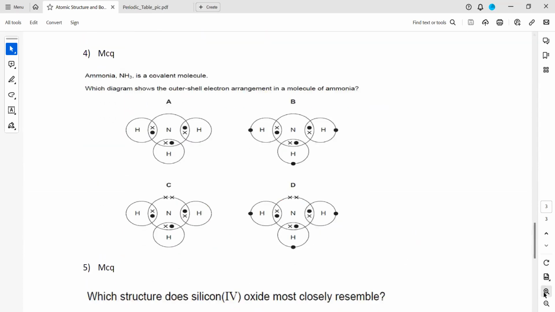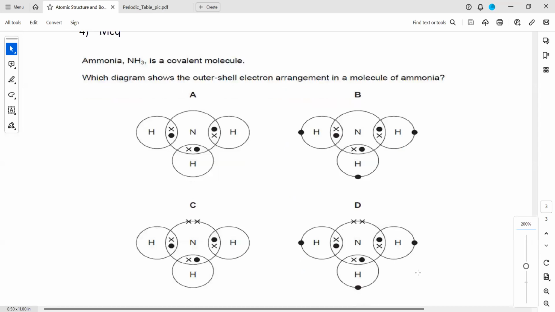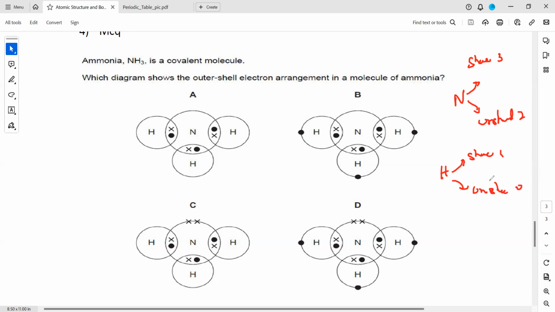We have a molecule of ammonia, and for the correct structure, we have nitrogen. Nitrogen belongs to group 5. So for a group 5 element, how many electrons will it share? It will share 3. And how many unshared will there be? Unshared will be 2. And hydrogen shares 1, and there is no unshared electron on the hydrogen. So B is totally wrong, because you can see there's an unshared electron. D is also wrong because there's an unshared electron.